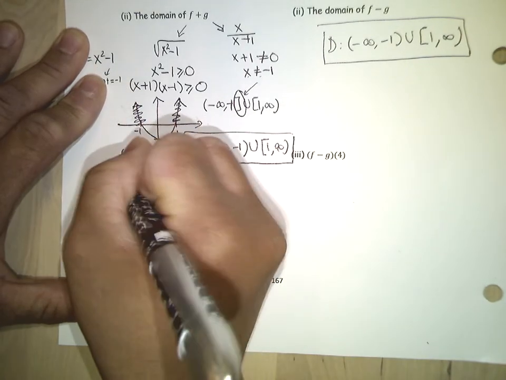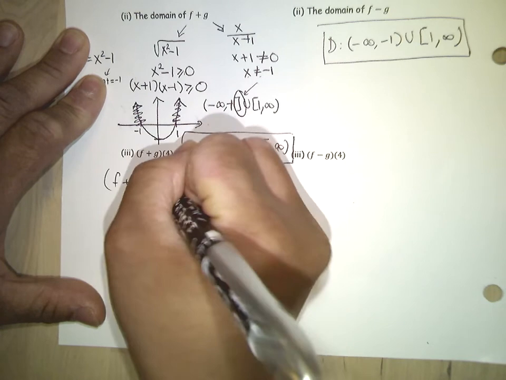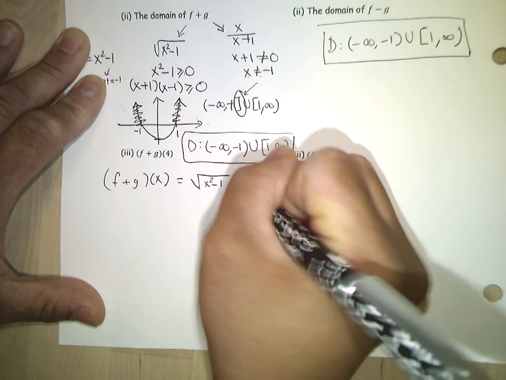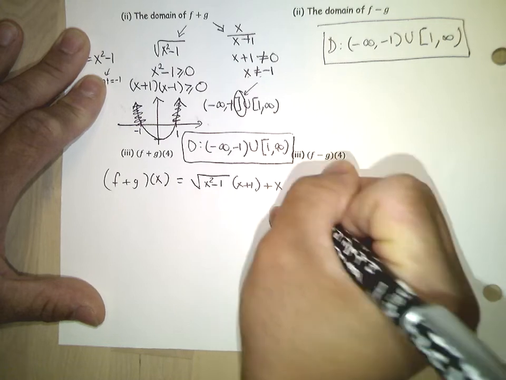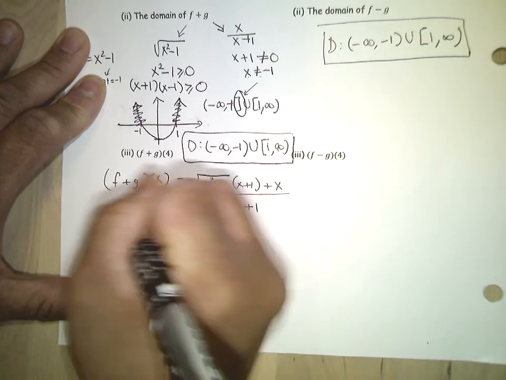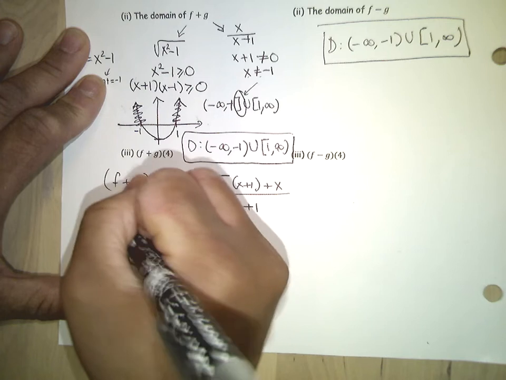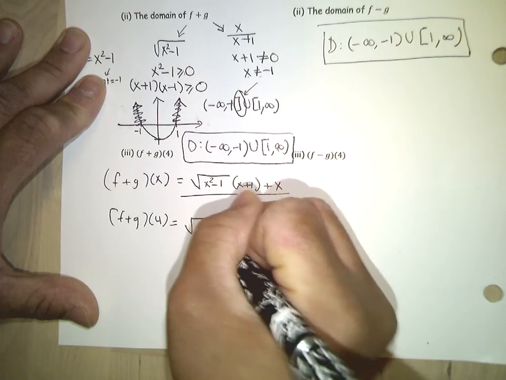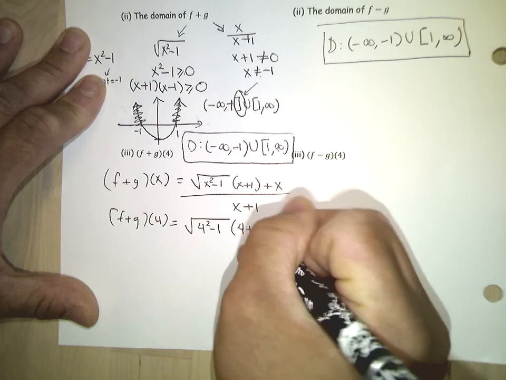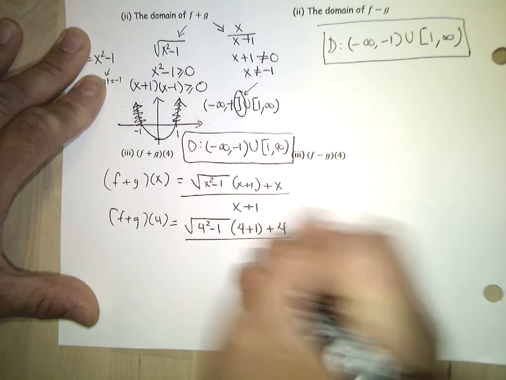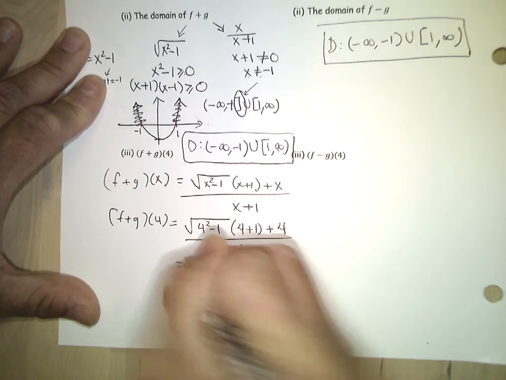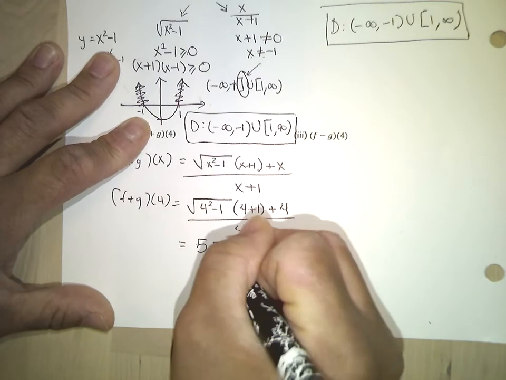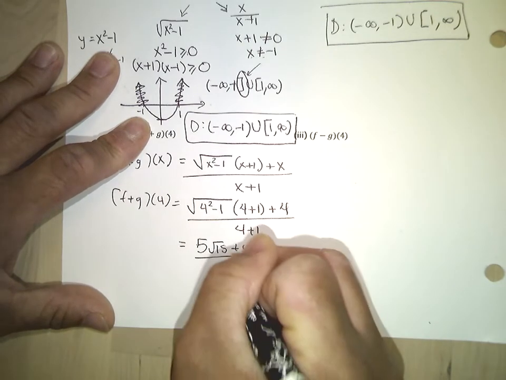So we know f plus g of x was square root of x squared minus 1 times x plus 1 plus x all over x plus 1. If I substitute in the 4 to get f plus g of 4, I have square root of 4 squared minus 1 times 4 plus 1 plus 4 all over 4 plus 1. So that's square root of 15 times 5. So 5 square root of 15 plus 4 over 5.